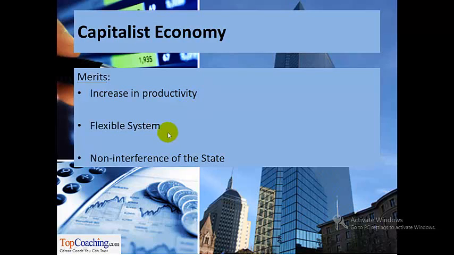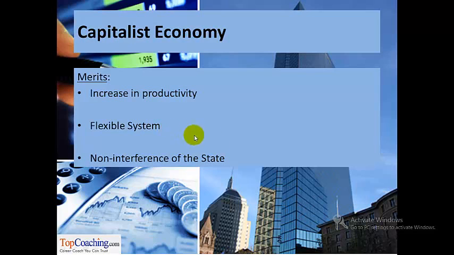The second merit of capitalist economy is the flexibility in the system. The shortages and surpluses in the economy are generally adjusted by the forces of demand and supply. Thus, it operates automatically through the price mechanism.